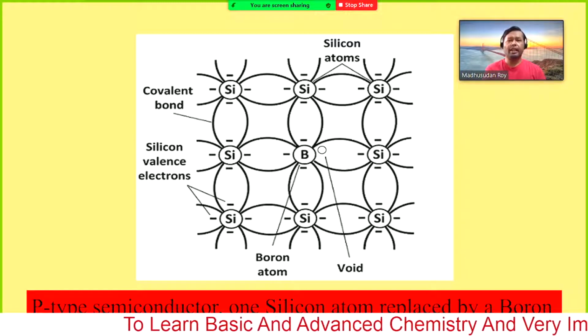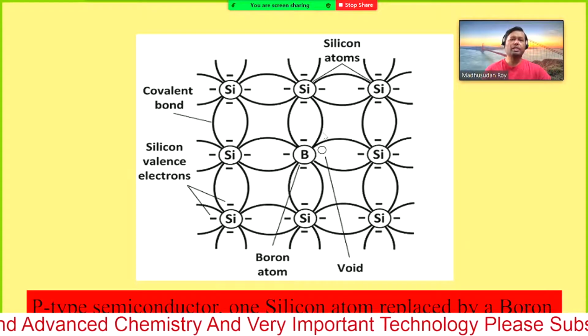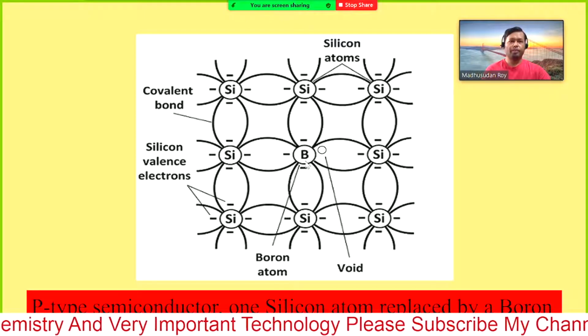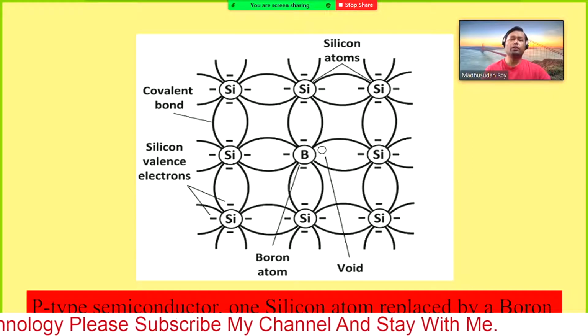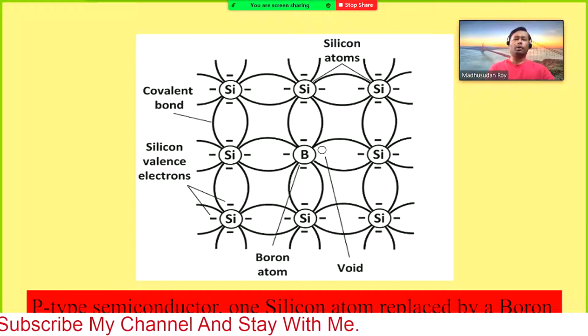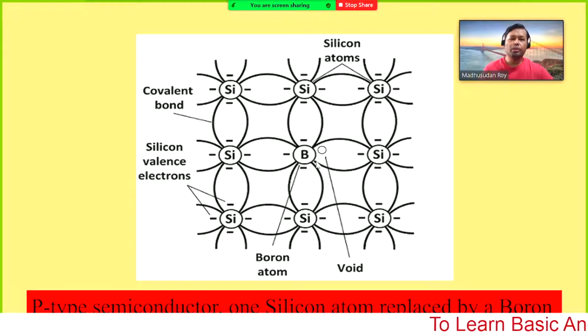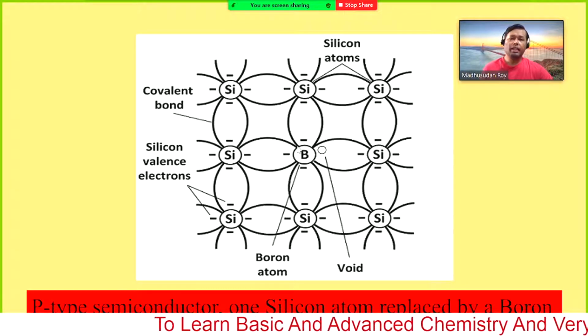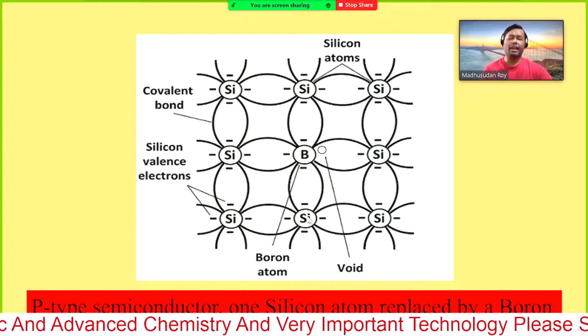Now if we replace one silicon with a trivalent boron, or any other atom having trivalency, what will happen? Boron has 3 electrons in the outermost shell. Now this is our boron. So boron has 3 electrons, and it can form a maximum of 3 bonds with 3 silicons.